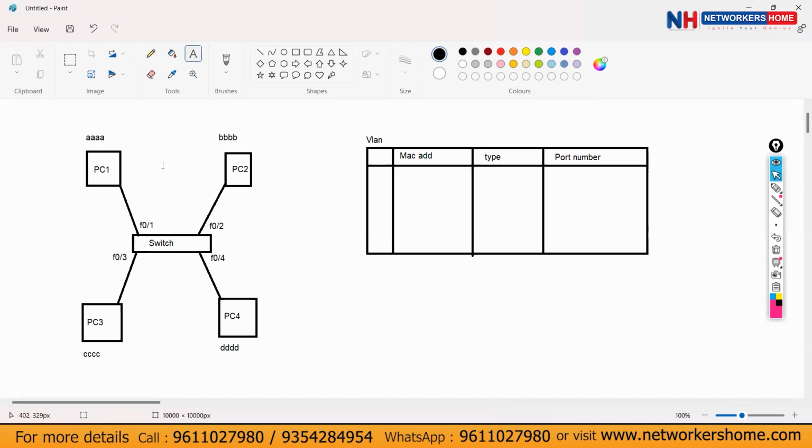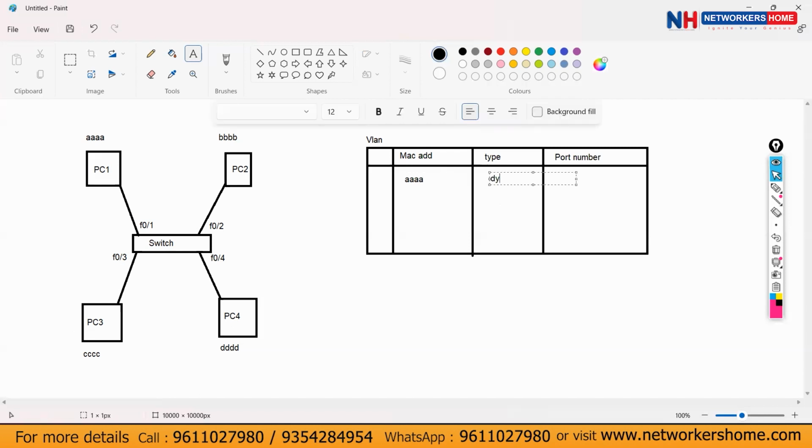Okay, guys, look at this example. In this example, I'm taking 4 PCs, and they are connected to one switch. PC1 is connected to the switch on F0/1 switch port. PC2 is connected to the switch on F0/2 switch port. PC3 is connected to the switch on F0/3 switch port, and PC4 is connected on F0/4 switch port. So right now, the switch has these entries, correct?